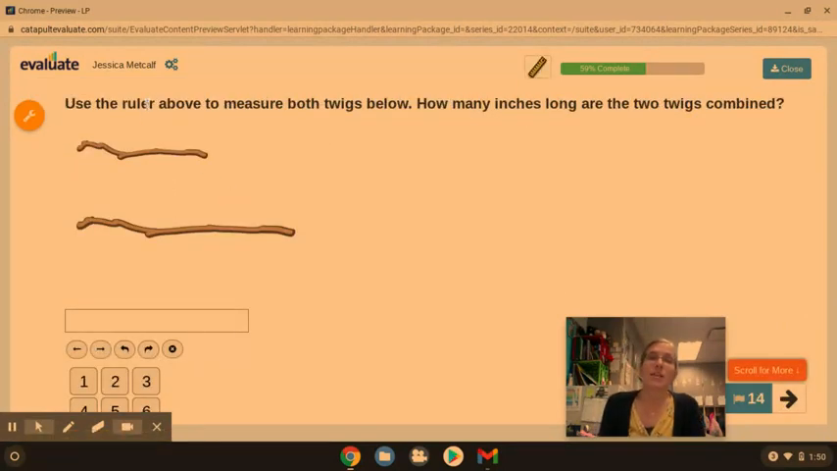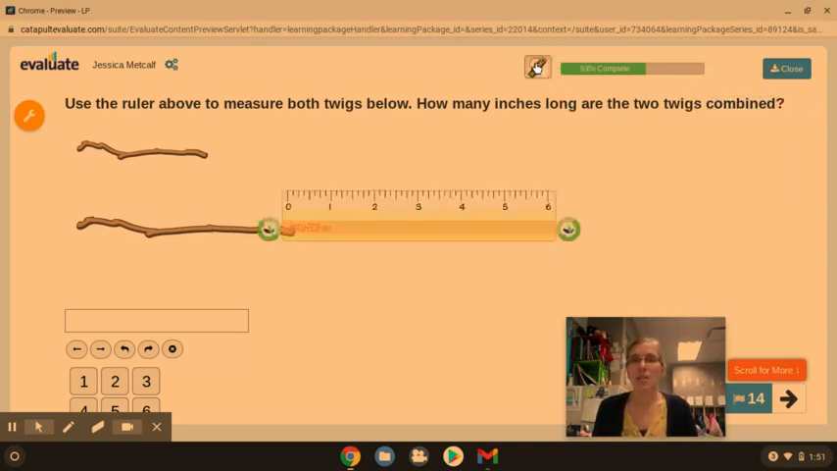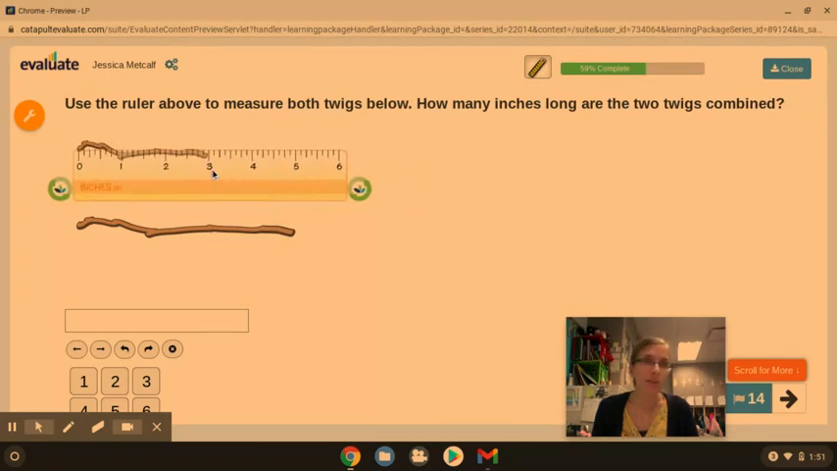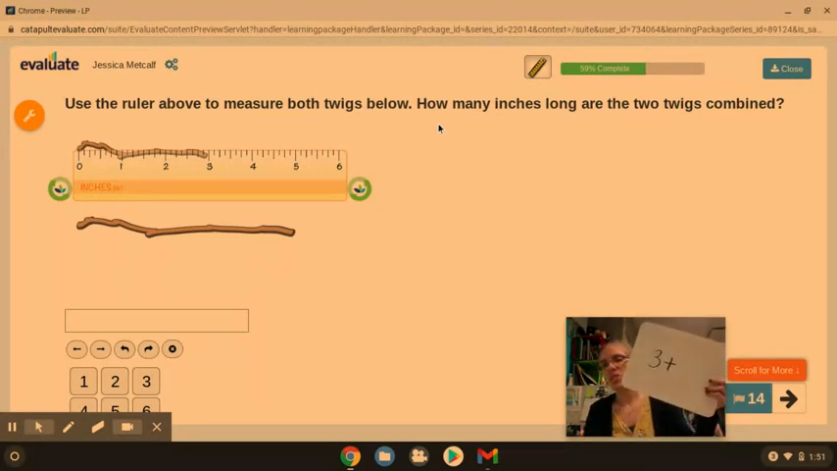Okay, this one says you're going to use the ruler to measure both twigs, and they have to be combined. So when we combine numbers, we're going to put them together. We're going to add them. So I'm going to measure the top one, lining it up at the 0. This one is 3. So on our boards, on our paper, we could write 3 plus, and that helps us just remember the numbers that we land on.